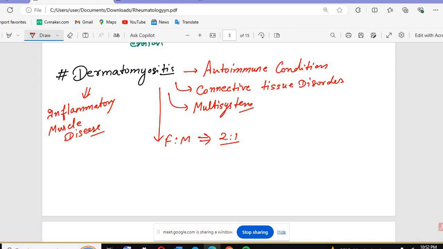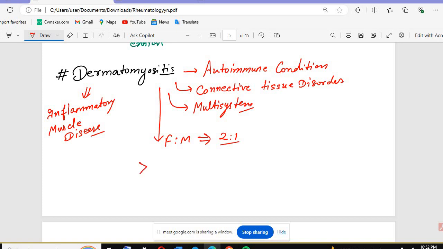Also remember one important thing here: dermatomyositis is an autoimmune condition. As I told you, all autoimmune conditions have some genetic factors and some environmental factors. So this is an autoimmune and connective tissue disorder.